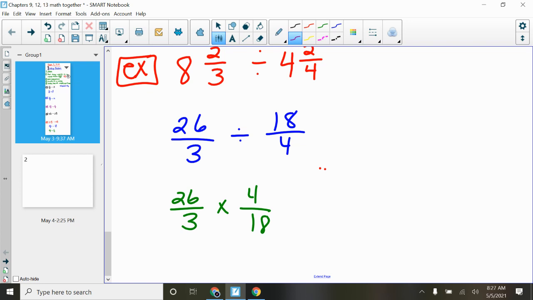So Sophia, I want you to simplify before you multiply. Where do you see we can simplify? 26 and 18. They both go by 2. They do. So if I divide by 2, 2 goes into 26 and it'd be 13. What's 18? It goes into a 9. Perfect. What about the other direction? Nothing. Can't do anything.